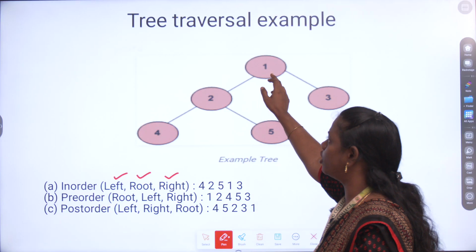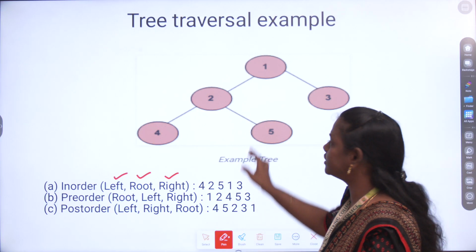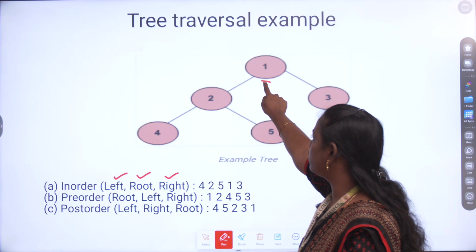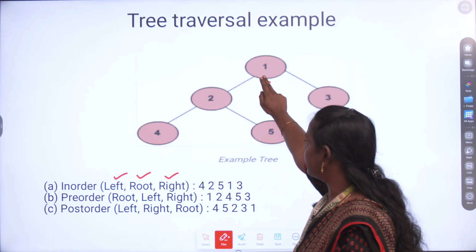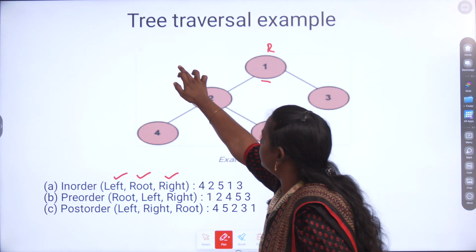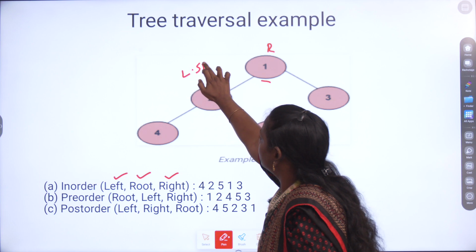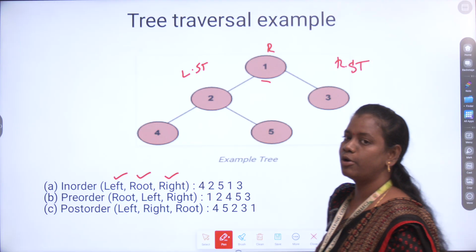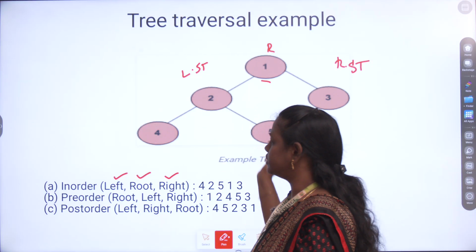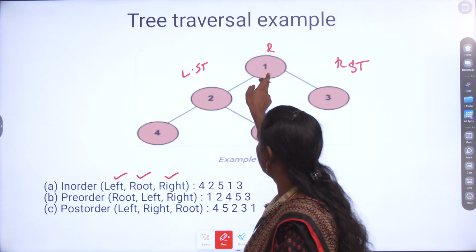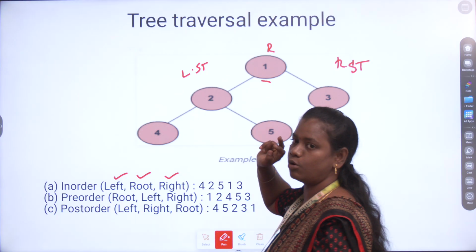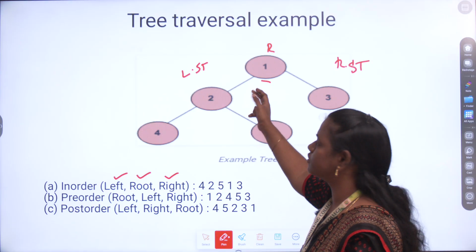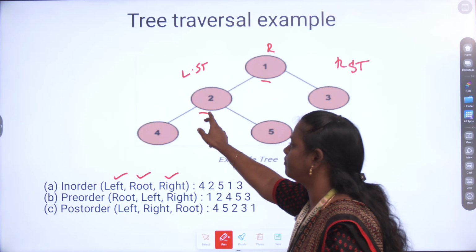So here, your traversal always starts from the root node. So first you need to check from the root node. Here the root node is 1. So this is your root, and this is your left subtree, and this is your right subtree. So first I am going to visit all the nodes in the left subtree. So first apply in-order for this root node. For the root node, if you want to apply in-order, it means left, root, right. So first you need to go to the left side.